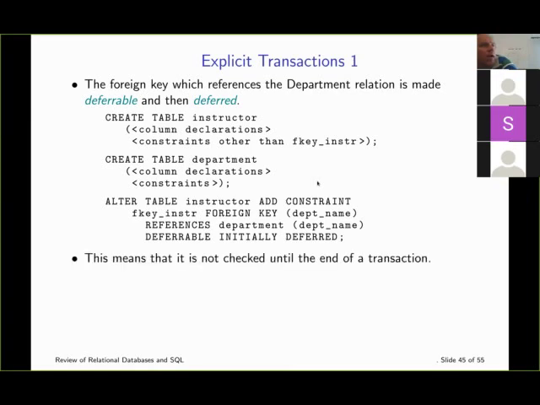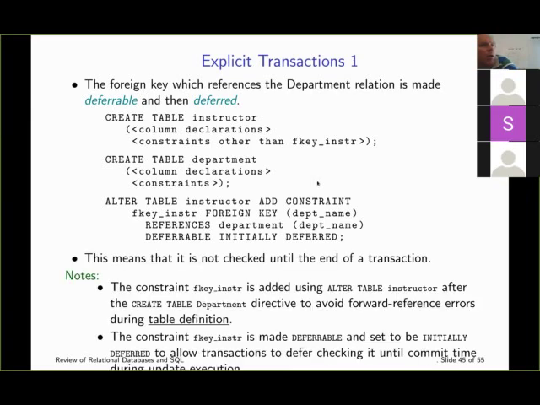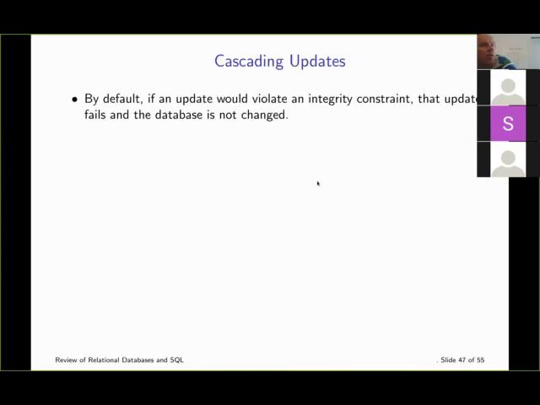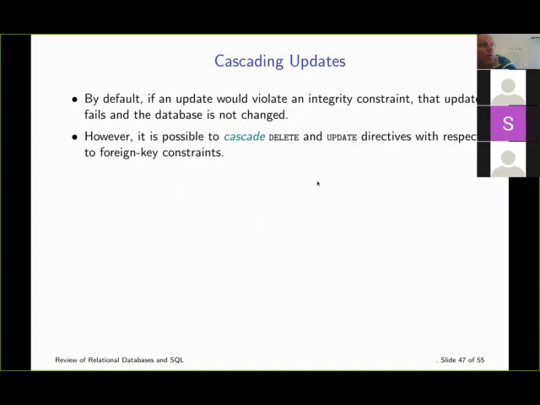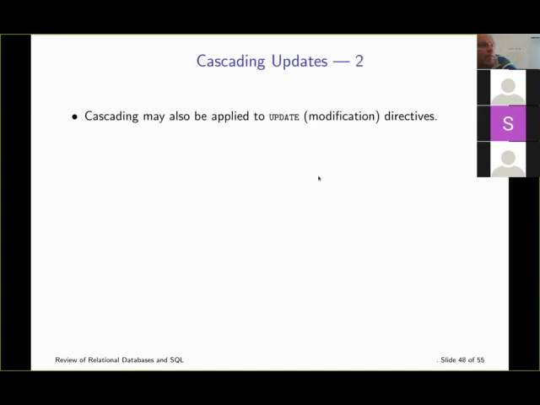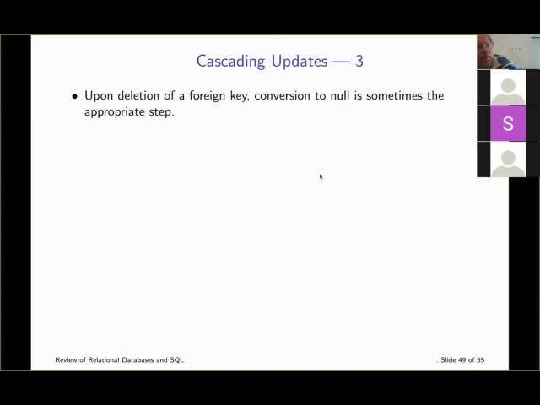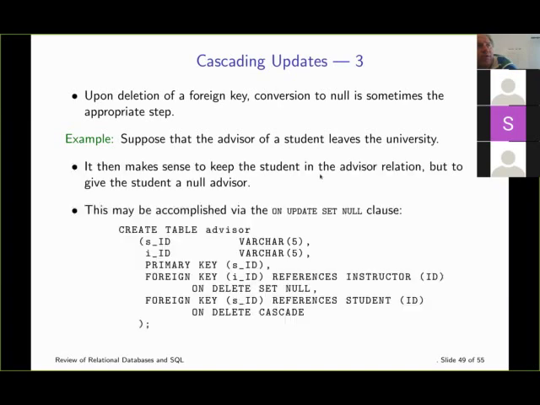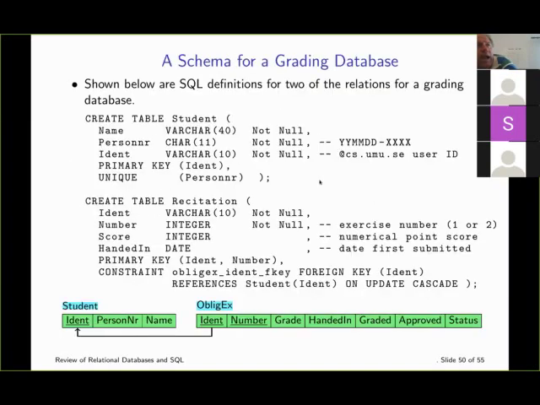Okay, so let's see here. Cascading updates. This has to do with those things that are specified in the create table. A lot of these things you just get a feeling for in practice.